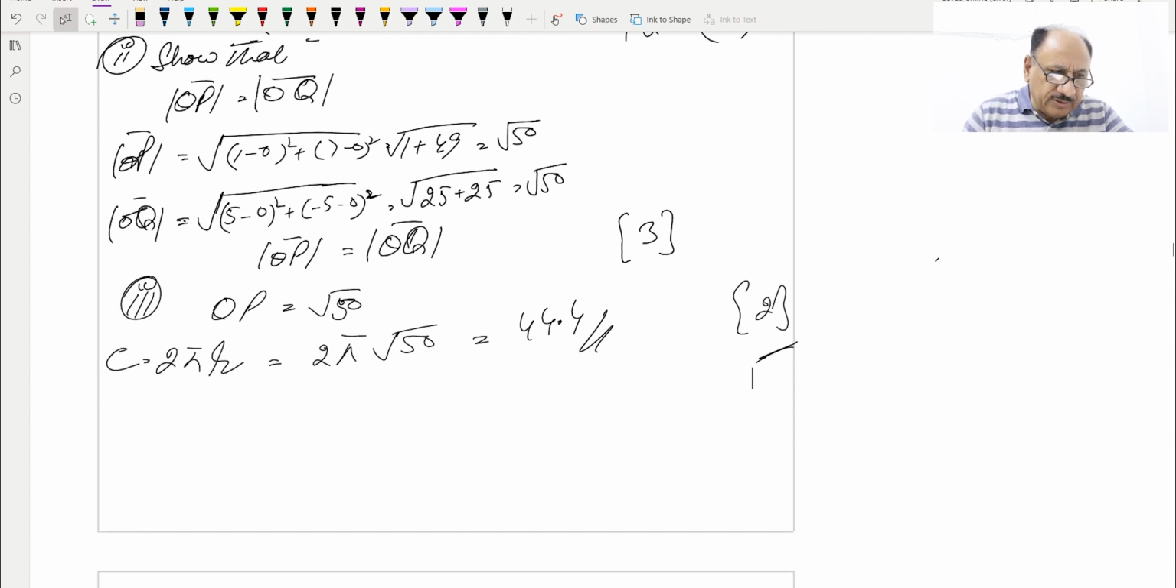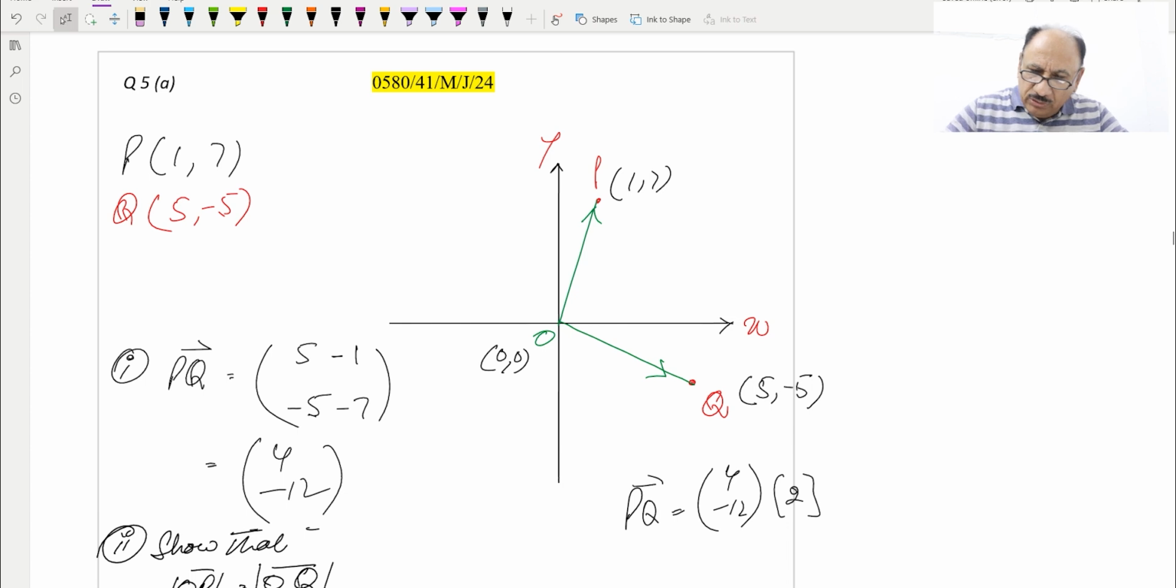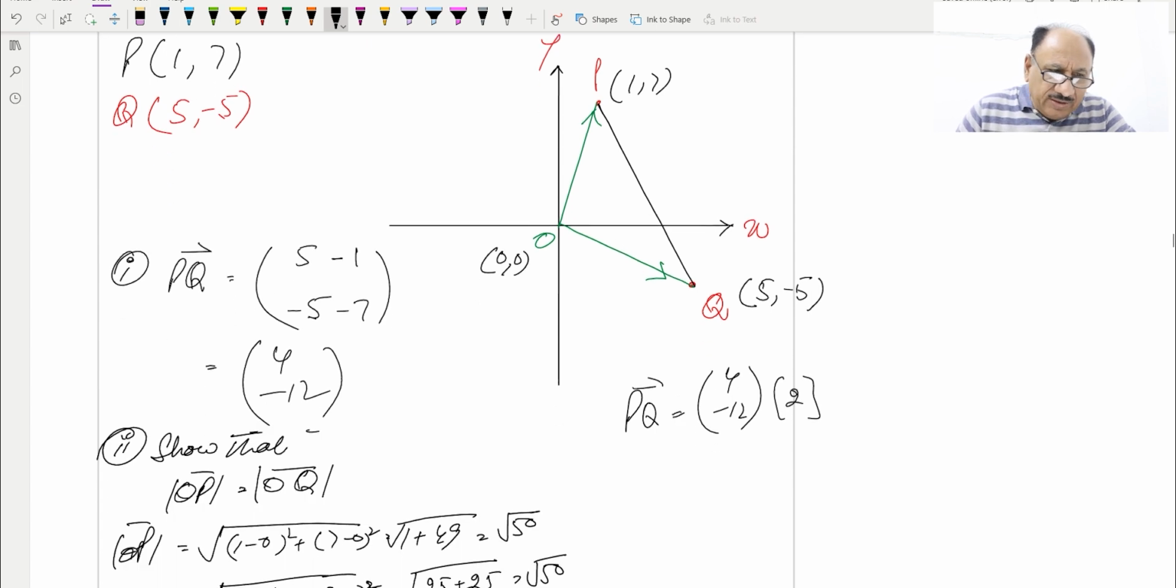Now the fourth part, they're saying PQ is a diameter of a different circle with center R. Find the coordinates of R. So what will the coordinates of R be? PQ is a diameter. PQ is this one, and they're saying diameter. The diameter is passing through the center, so the center is R.